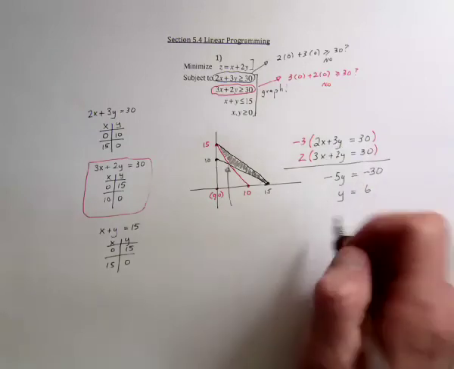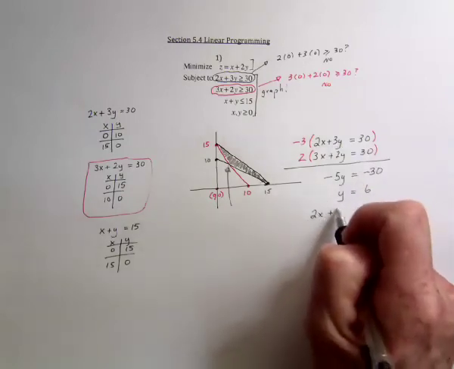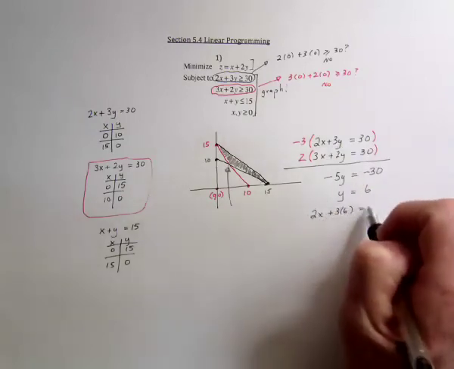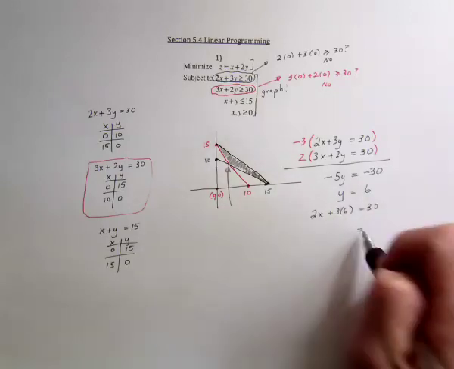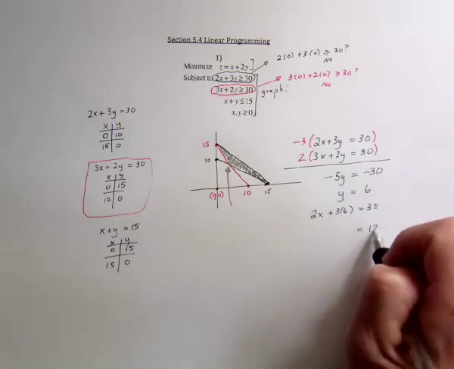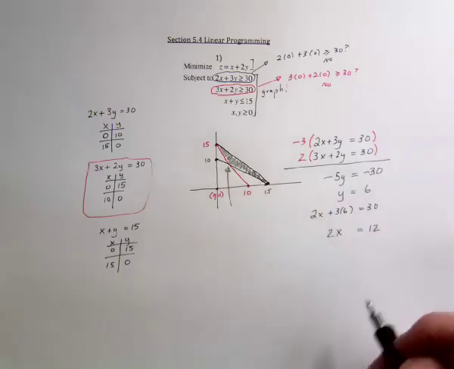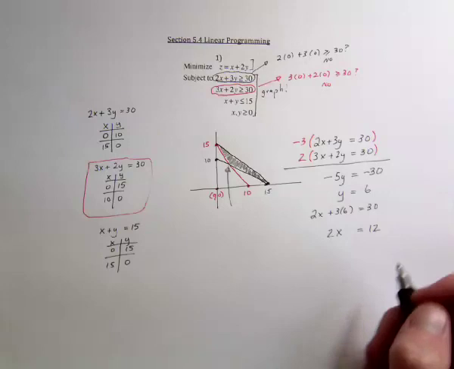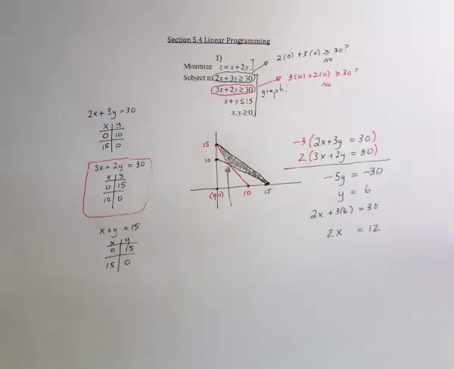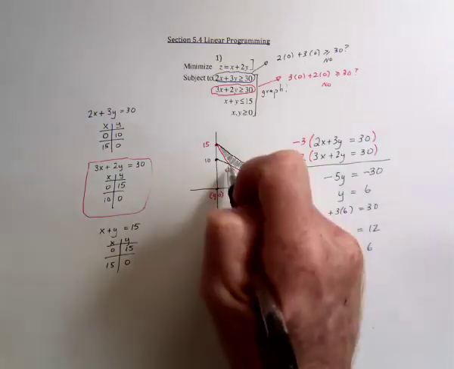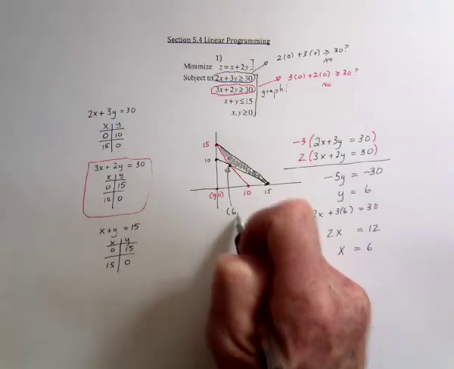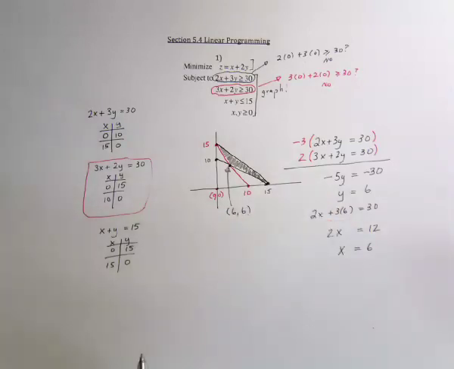And then take the 6 and go back and put it into one of the equations. I'll use this one. So 2x plus 3 times 6 equals 30. So this is an 18. Subtract 18 from both sides, and then divide. x is equal to 6. So that's at the point 6, 6. So we finally have the region well defined.